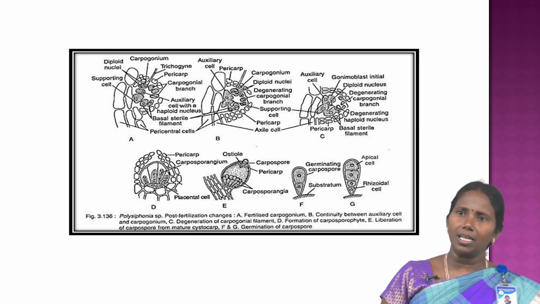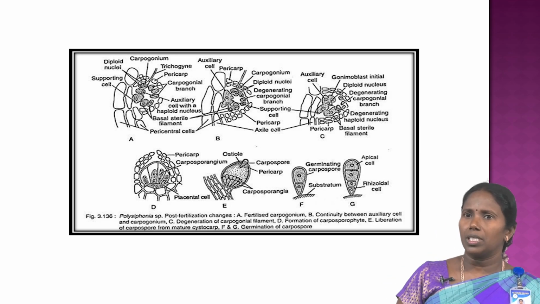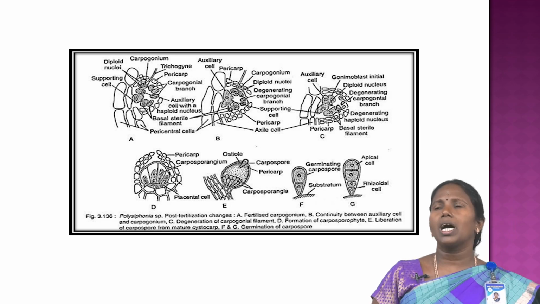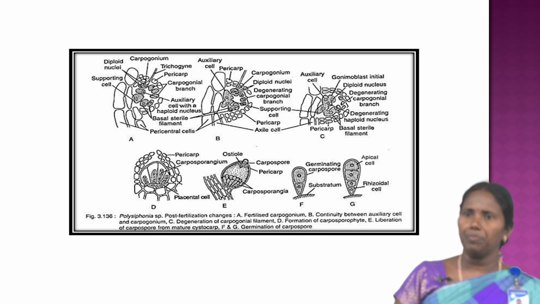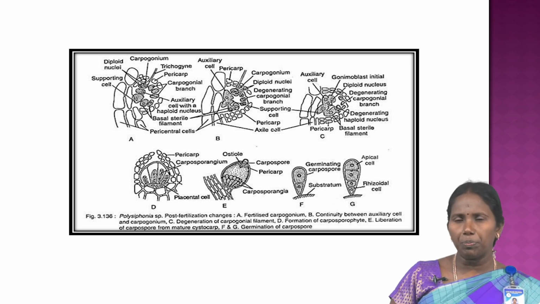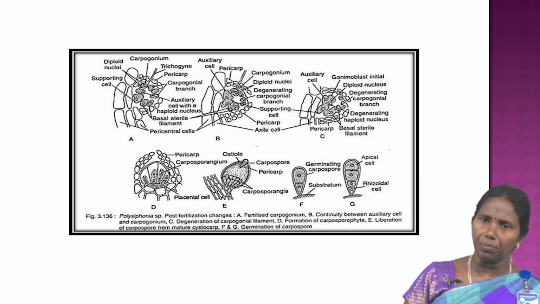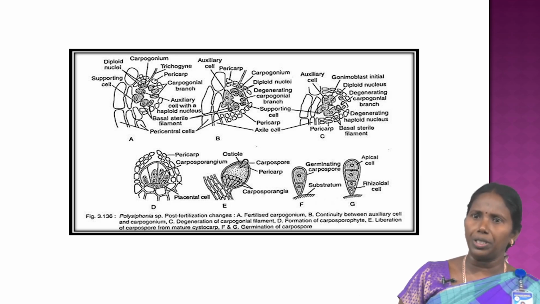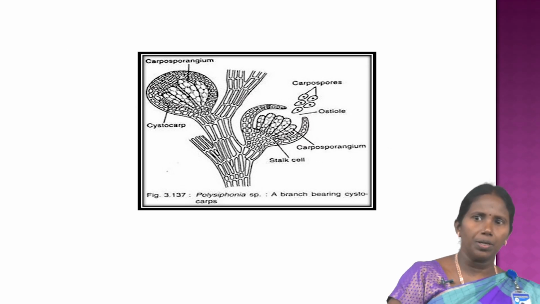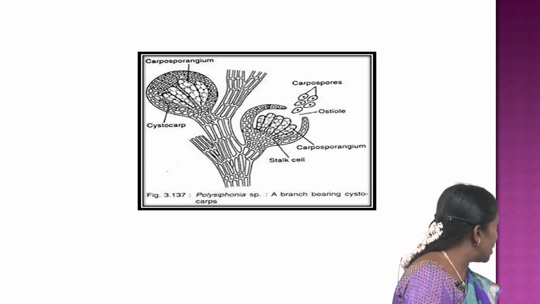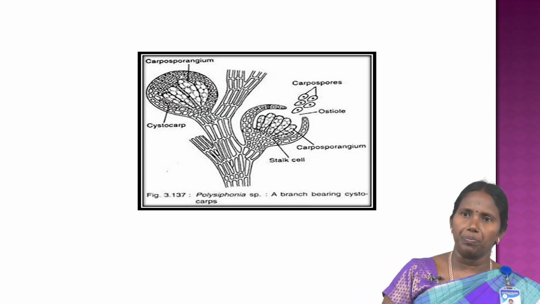Some cells of basal and sterile filaments along with some cells of carpogonial filaments gradually degenerate. The carposporangium develops a single diploid carpospore, which after liberation from the carposporangium comes out through the ostiole of the cystocarp. This slide shows Polysiphonia species, the branch bearing the cystocarp.